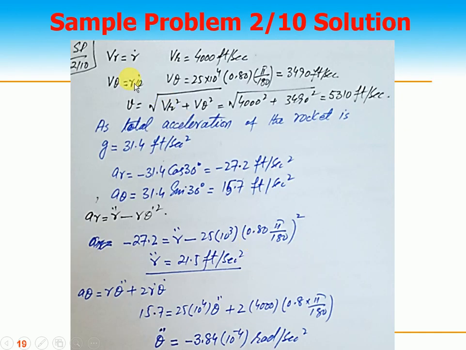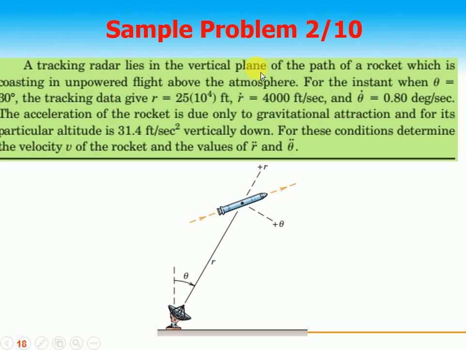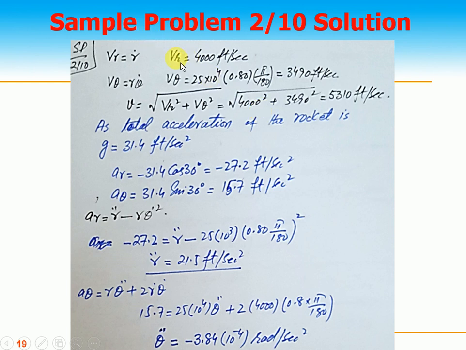It is very clear from here that v_r is equal to r dot, 4000 feet per second, and v_theta is equal to r theta dot. Taking theta dot as 0.80 degrees per second and multiplying by pi by 180, we get 3490 feet per second. The velocity is simply the square root of v_r squared plus v_theta squared, and we find the velocity of the missile to be 5310 feet per second.